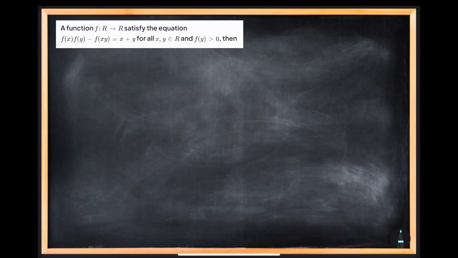So we got this situation to handle. In this question, if you observe, it is given that a function f defined from R to R satisfies this equation. So we have a function which looks like f of x, f of y minus f of xy equals x plus y.